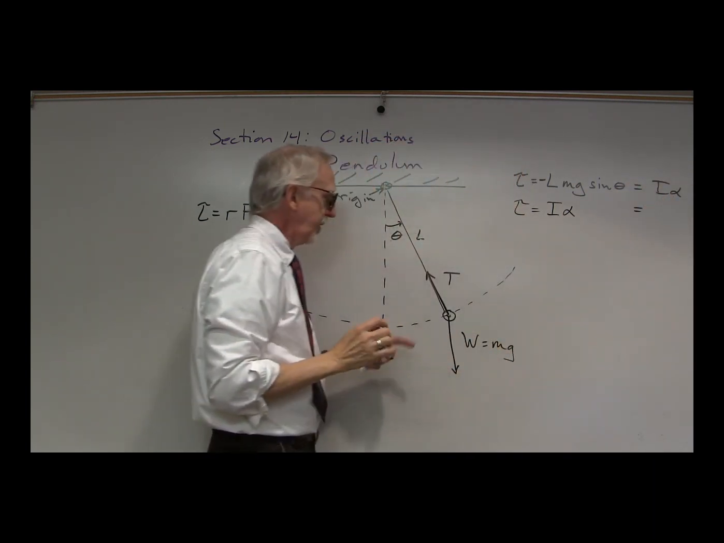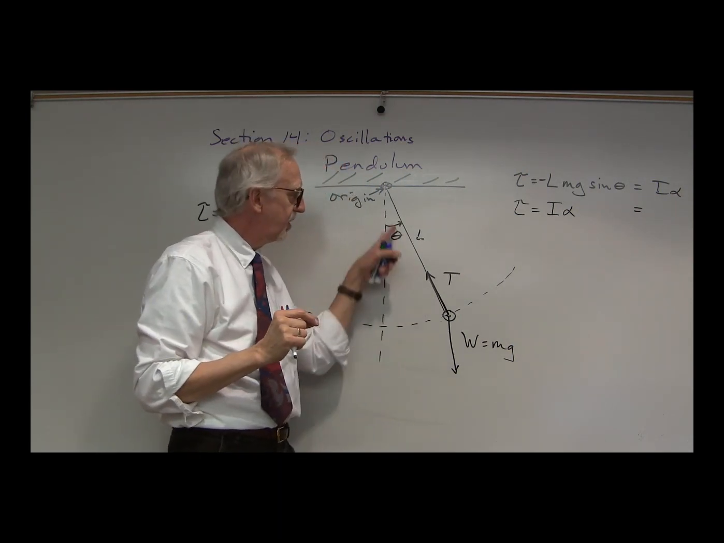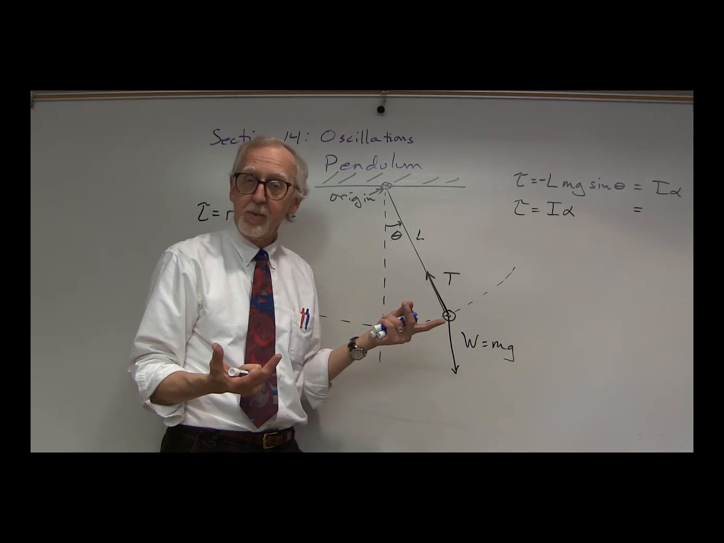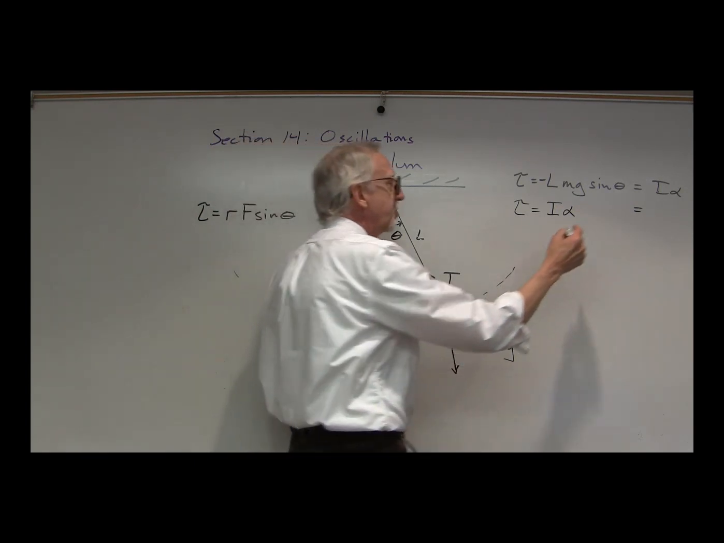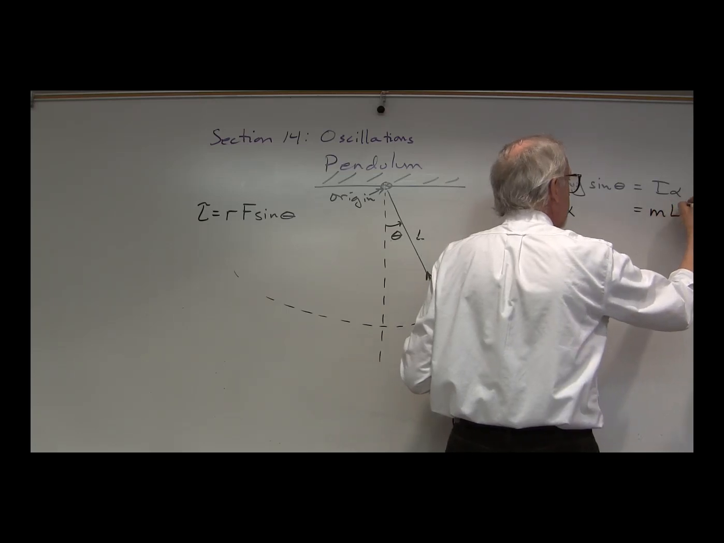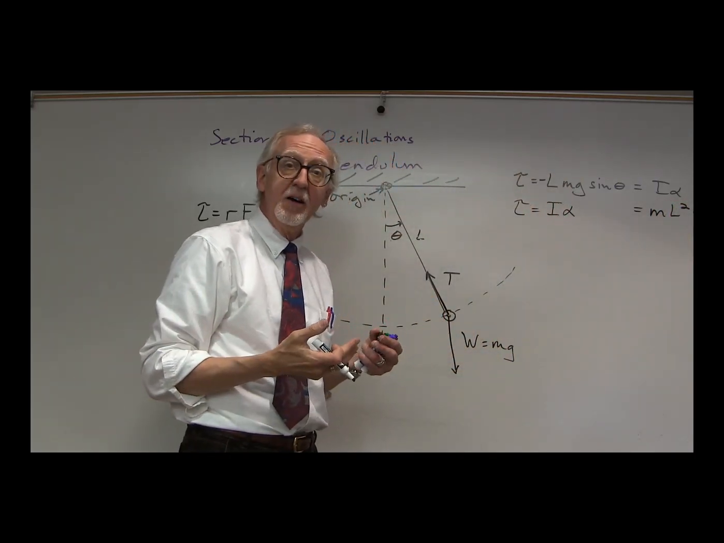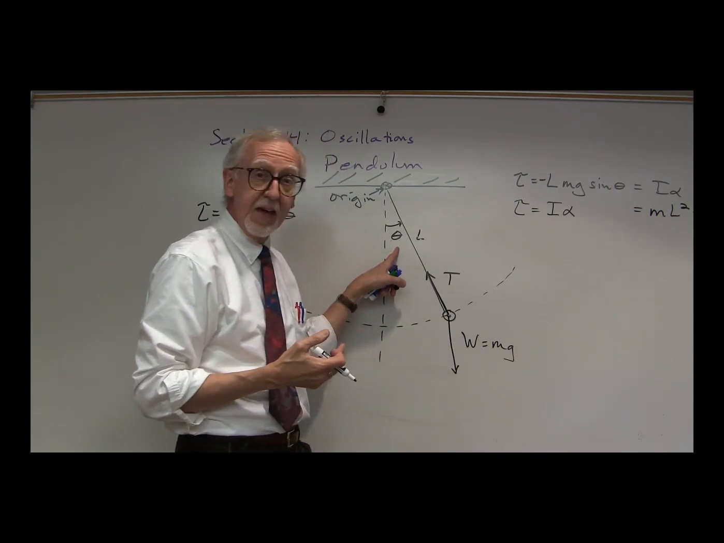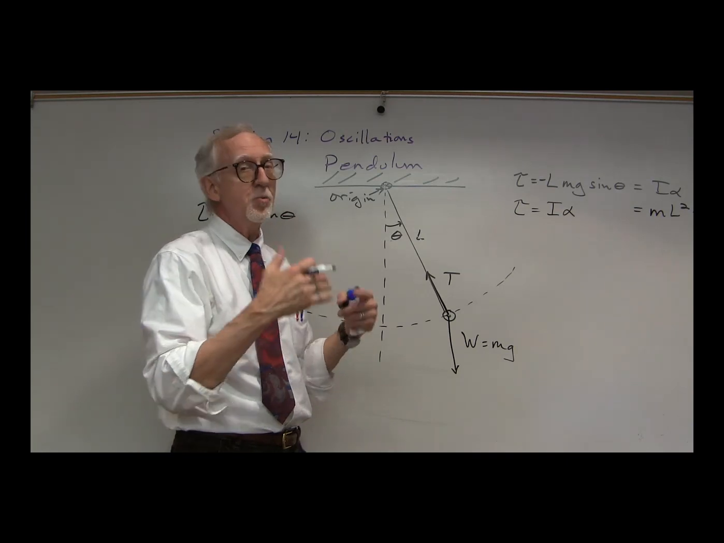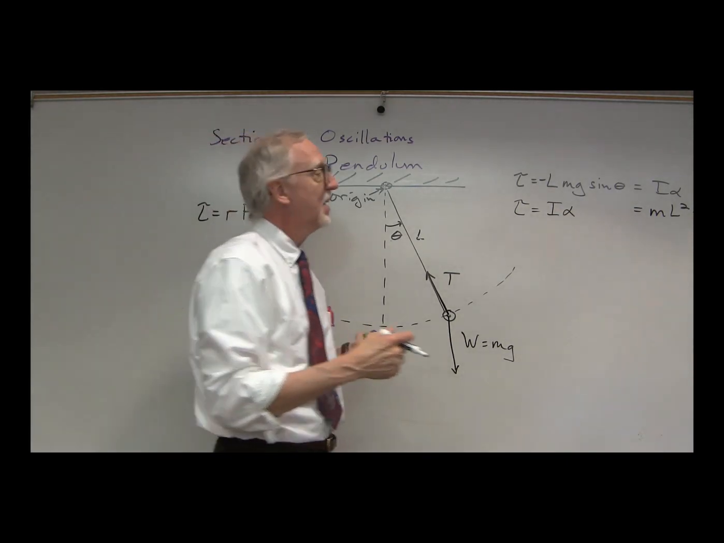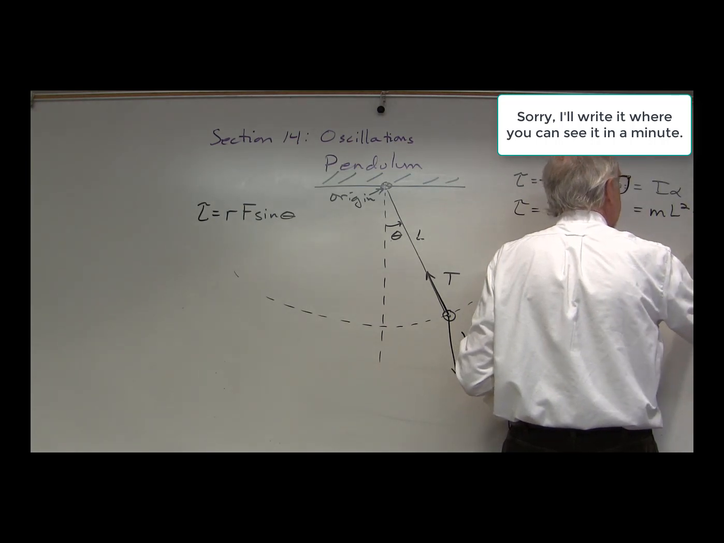And what is I? Well, for a point mass, a mass m at a distance L from the origin, the moment of inertia is ml squared. So this is going to be ml squared times alpha. Now what is alpha? Well, in terms of the angular quantities, alpha is the derivative of omega. Omega is the derivative of theta. So alpha is d squared theta dt squared.